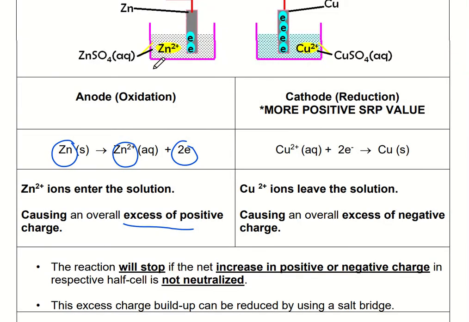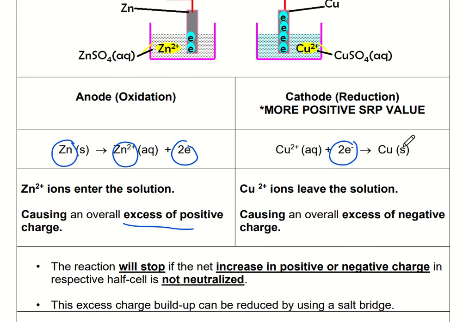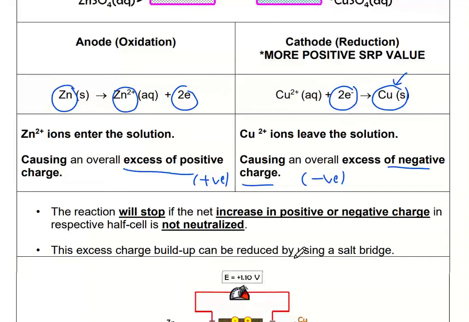If there is no salt bridge, at the cathode, copper 2 plus gains the electrons. It gets 2 electrons and becomes solid copper. So copper 2 plus ions leave the solution, because they have become solid copper. This causes an overall excess of negative charge there, and an excess of positive charge at the other side. When there is this excess, the reaction becomes unstable, so it can stop.